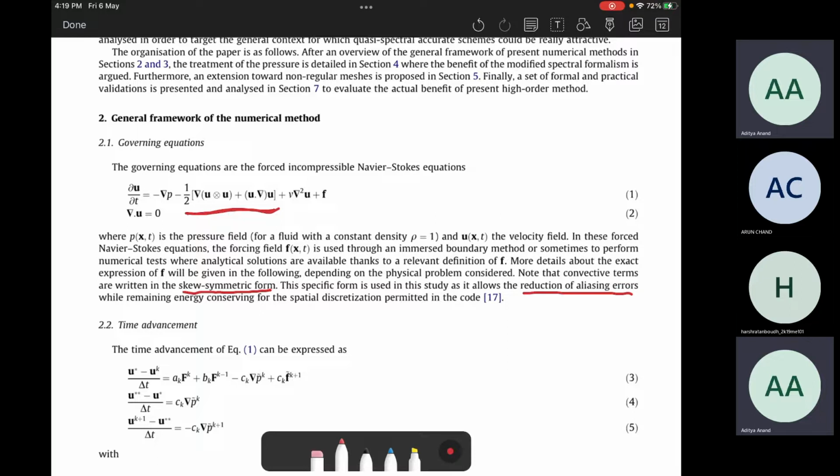Okay, so you have the pressure term, the convective term, the viscous term, and if there is any forcing in the flow. This is the continuity equation here. So how do they solve this thing?